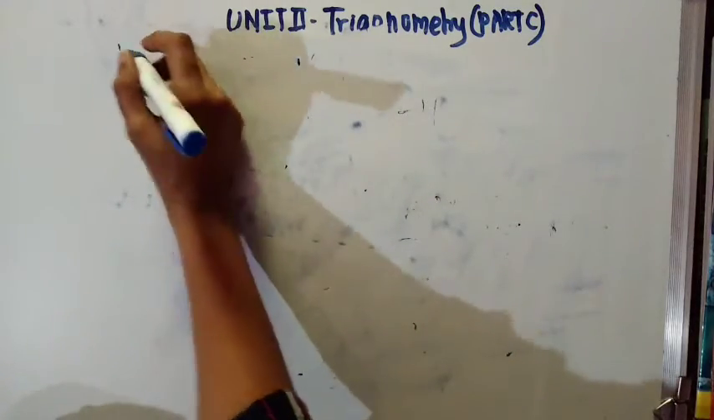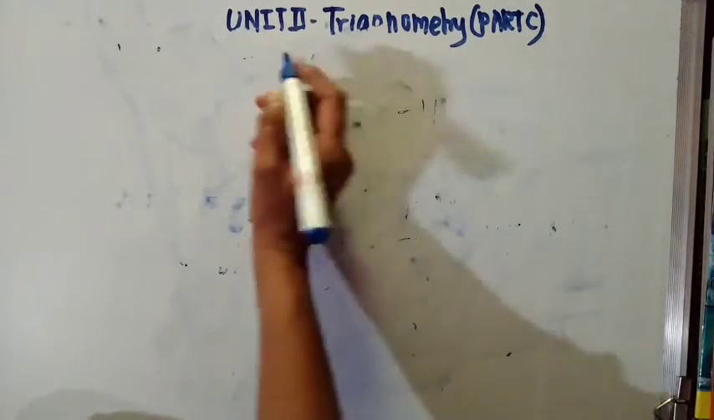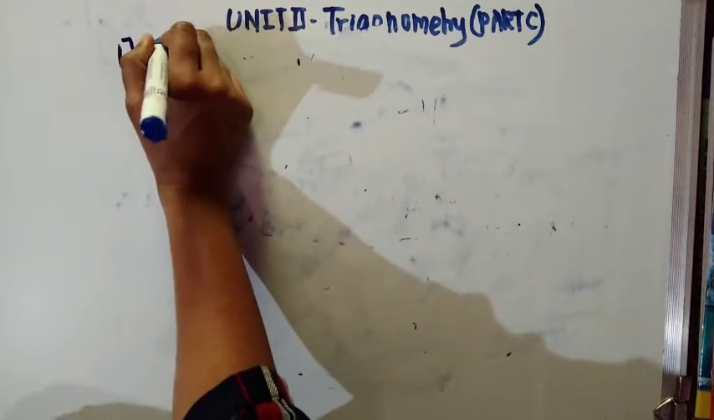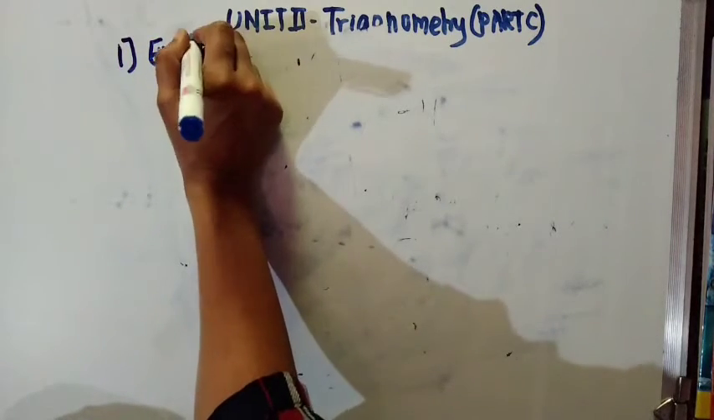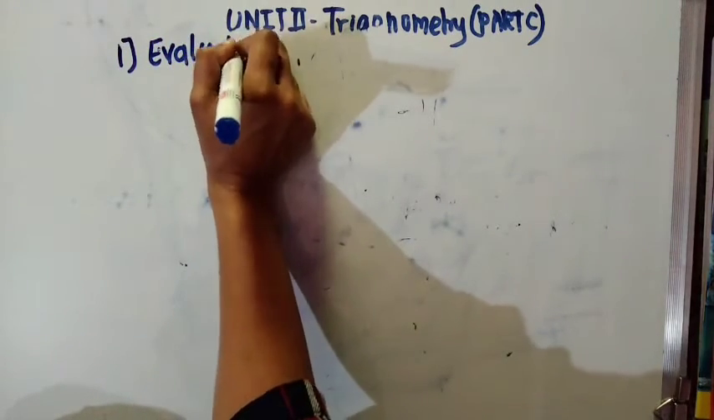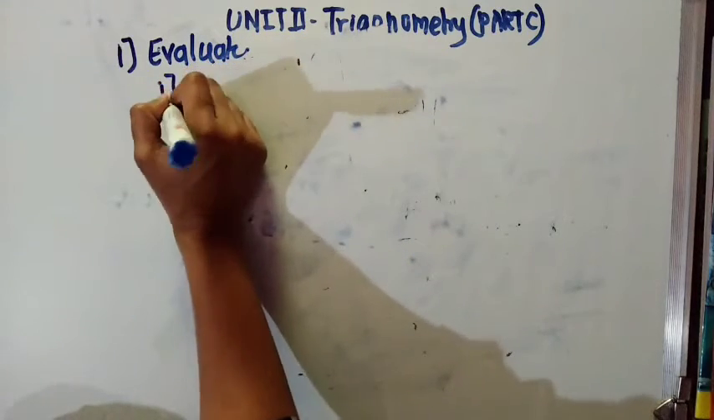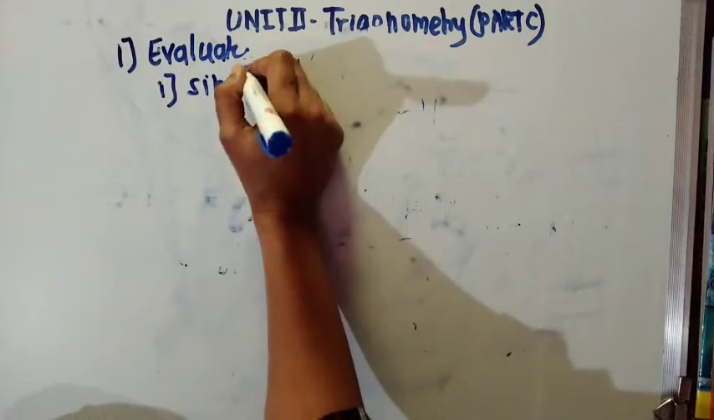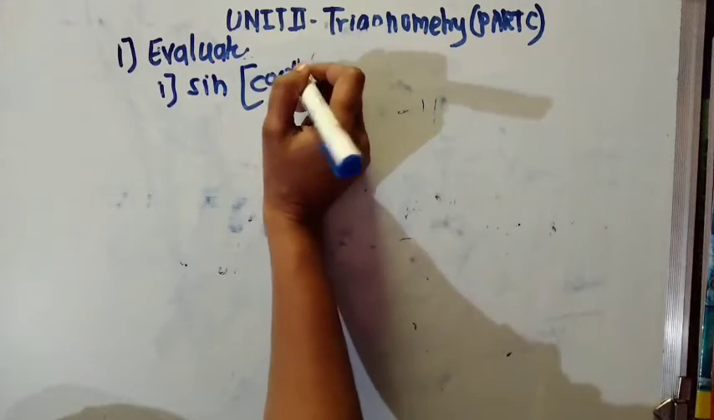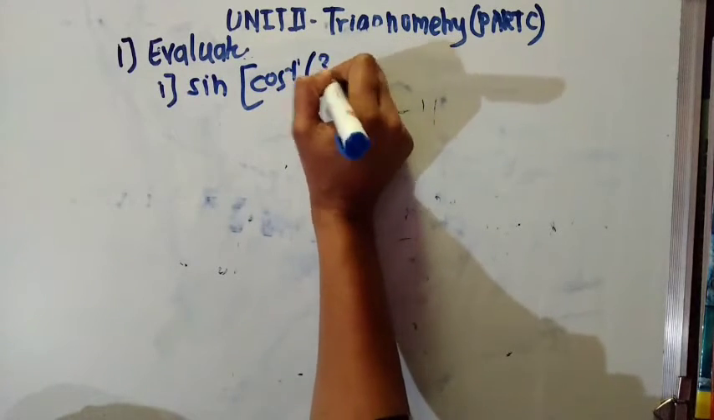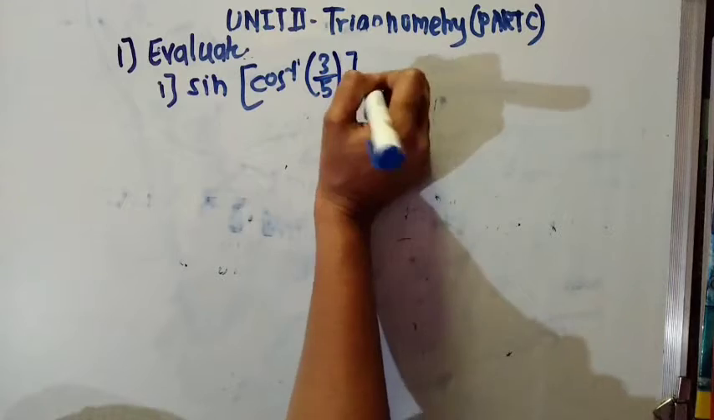In this chapter, we study Unit 2, Trigonometry Part C. The first question is: evaluate sin of cos inverse of 3 upon 5.